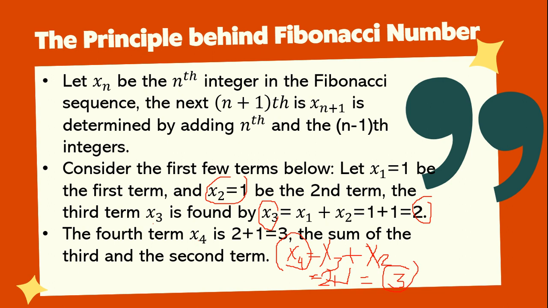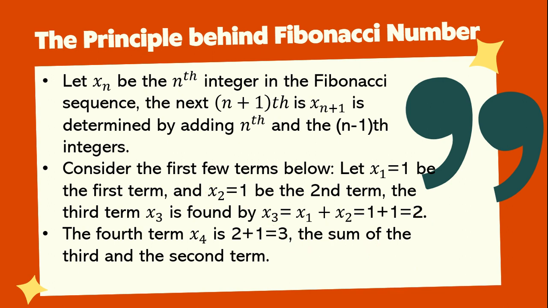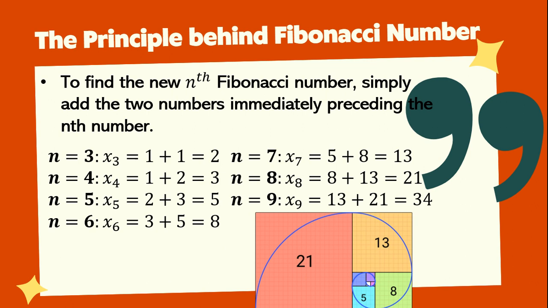So it's easy, ha. Given x of 4, again, the two terms before x of 4: 3 plus x of 2. So here, to find the nth Fibonacci number, simply add the two numbers immediately preceding the nth number. So para makita ang nth Fibonacci number, or the fifth or sixth Fibonacci number, we add the two numbers immediately preceding, ang mga numbers before ana.